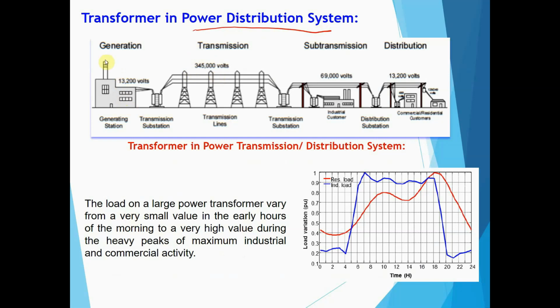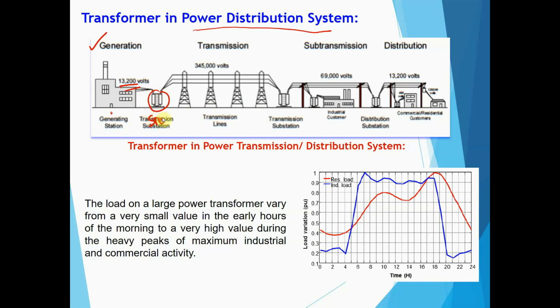Let's start from the power generation plant. As you can see, this power generation station has an output voltage of 13,200 volts. Now, it is required for this power to be transmitted over a very long distance line, right? It's a long distance line, so it has to use a transformer to step up.